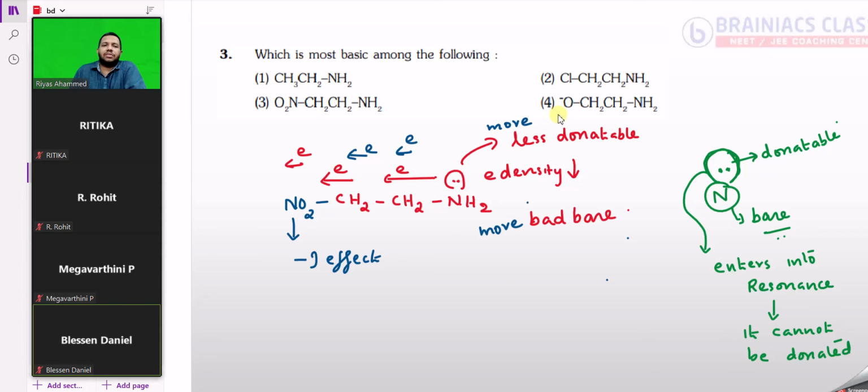Now you have the next one, where O minus is present. This is very important. Whenever you have O minus, it always has a plus I effect, even more than CH3, CH2. Because O minus means its octet is already completed, so it does not need any electrons further. So it will repel the electrons, and the lone pair electron density of the nitrogen atom increases. So I can say the most basic will be option 4, which is the correct answer. Clear?